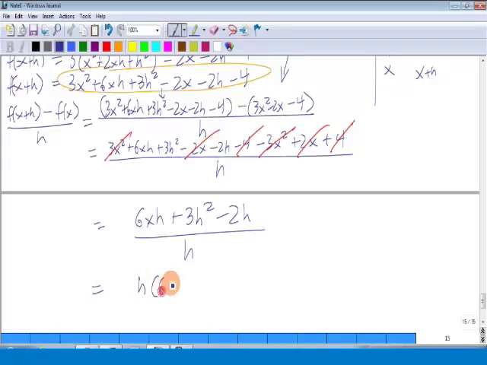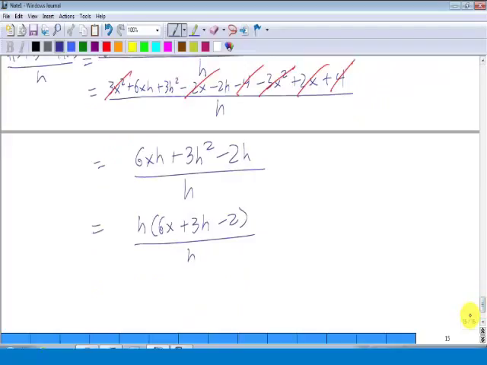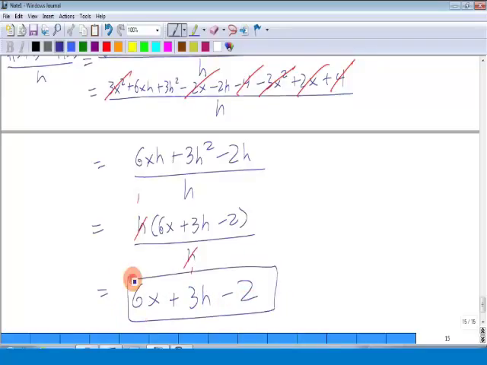We can factor an h out of the numerator because every term has a factor of h in it. And once that's done, we can divide both the numerator and denominator by h. And it leaves us with 6x plus 3h minus 2. Maybe not a terribly satisfying final answer.